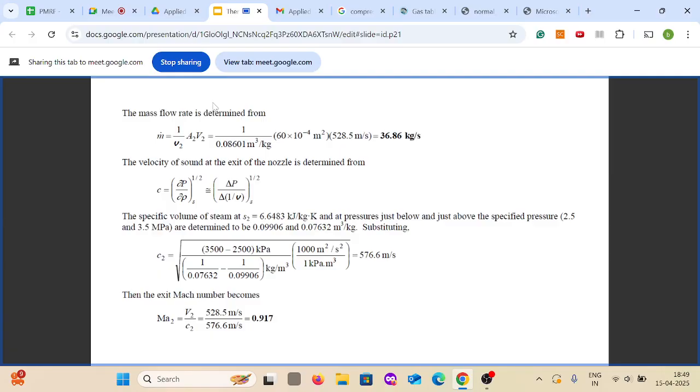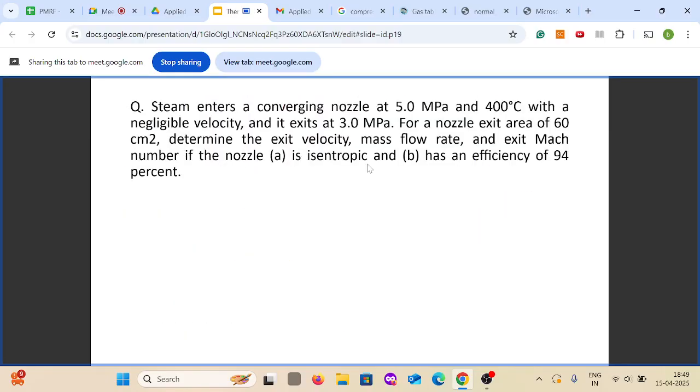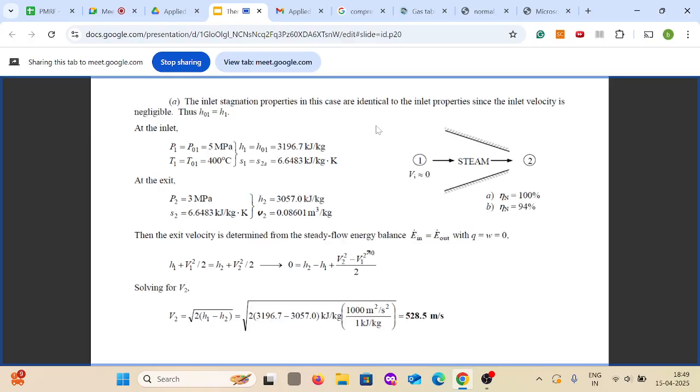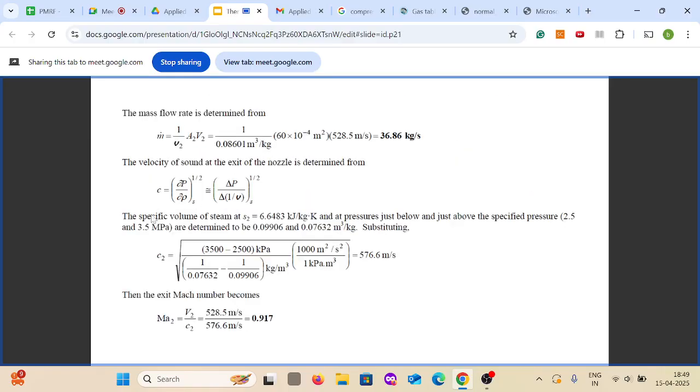The next is we need to find out the Mach number. What has been asked is the exit velocity, which you have calculated, the mass flow rate, and then the Mach number. To find out the Mach number, C is root of dou P by dou rho at constant S, or entropy. This we can find out with a finite difference: root of delta P by delta rho, where rho can be written as 1 by specific volume, so delta 1 by specific volume.